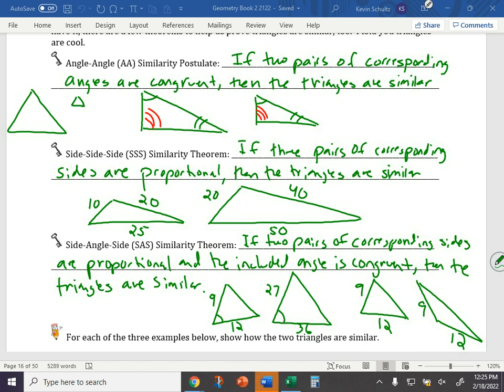Okay, there is no just side-side similarity postulate. It's either side-side-side, all proportional, or side-angle-side with that included congruent angle. And the hinge theorem is the reason why we can't just use side-side. Okay? Questions on those?